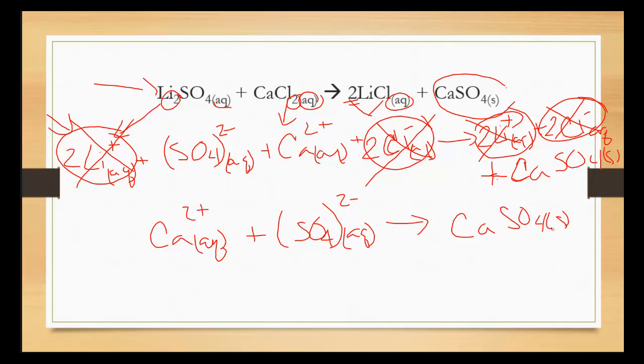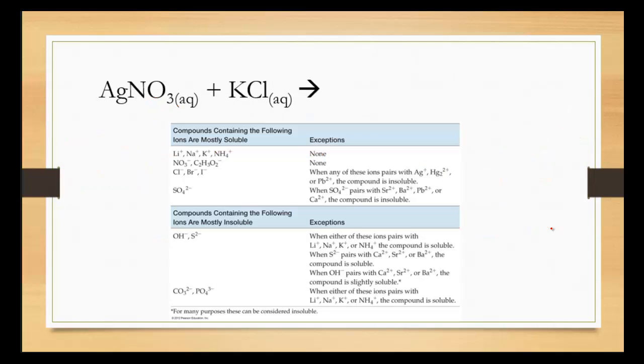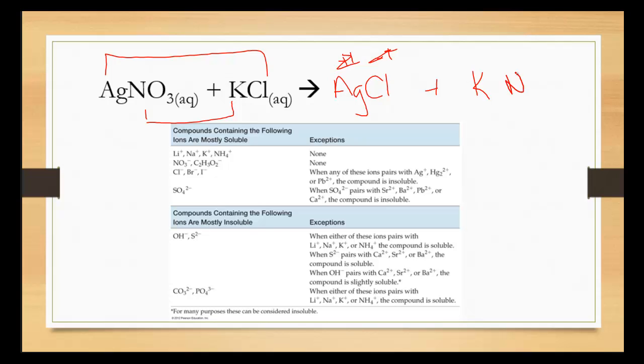Alright, so let's do one more example. Ag and NO3 react with KCl. So Ag now gets put with Cl. Ag is a +1, Cl is a -1, crisscross, and it becomes 1 and 1. And now K combines with NO3. K is a +1, NO3 is a -1, crisscross it, and it's 1 and 1.